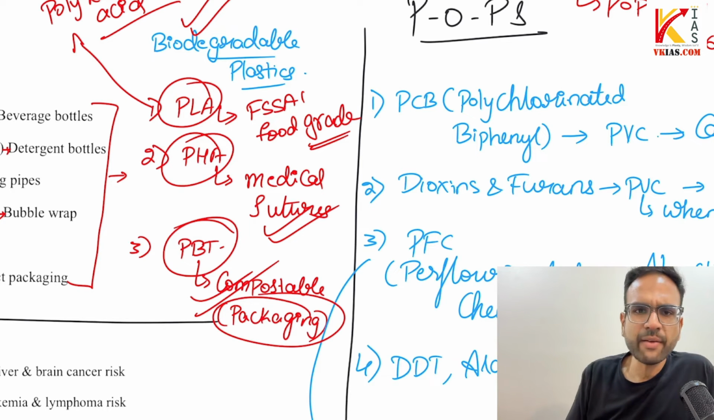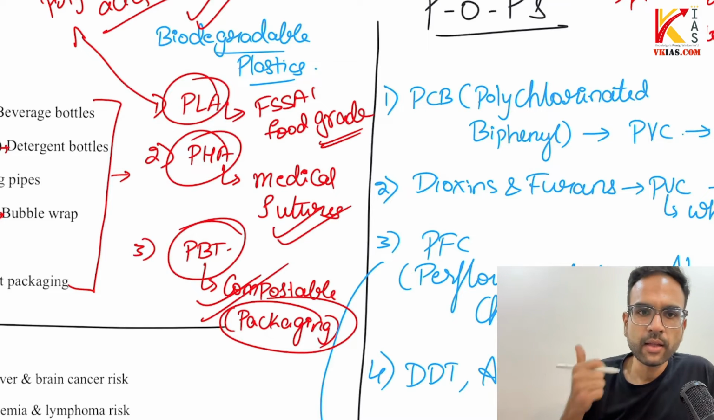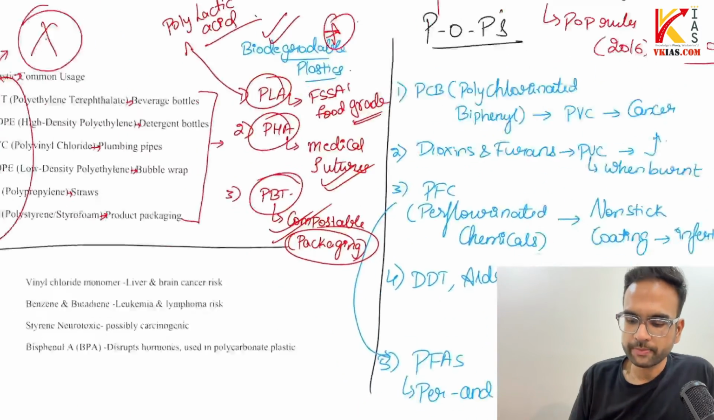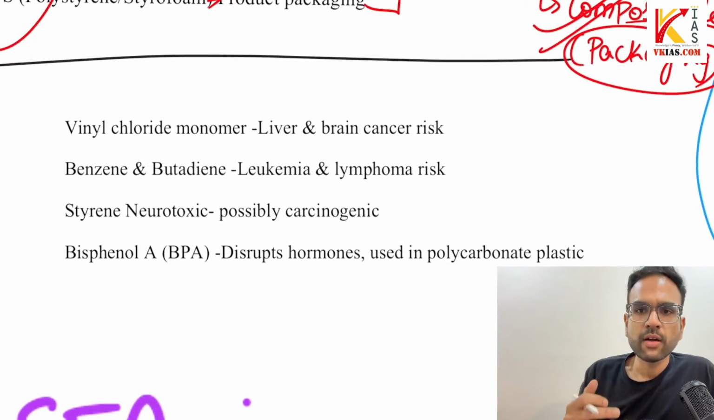So these three names, it's very likely that they will ask questions on this. What are these? PLA, PHA and PBT. These are biodegradable plastics. Please note this point. Okay. Apart from this, traditionally we need to know some names which have a high health risk.